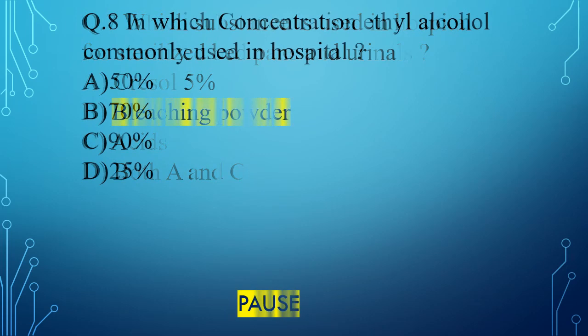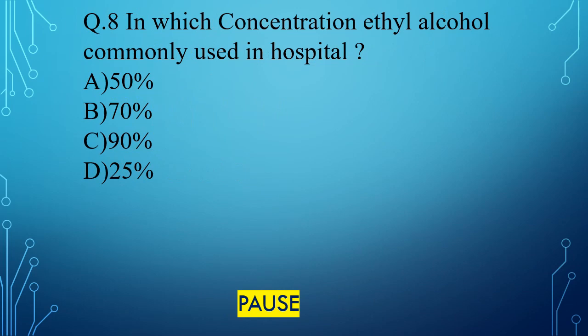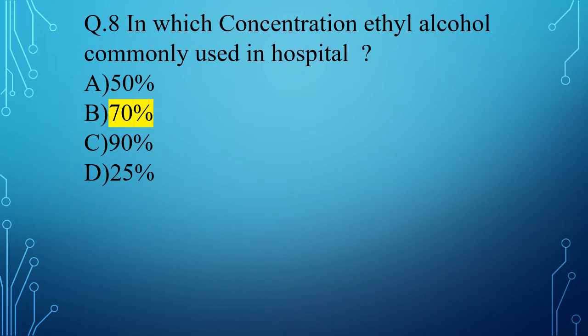Question number 8. In which concentration is ethyl alcohol commonly used in hospitals? Option A 50%, option B 70%, option C 90% and option D 25%. Right answer is 70%.